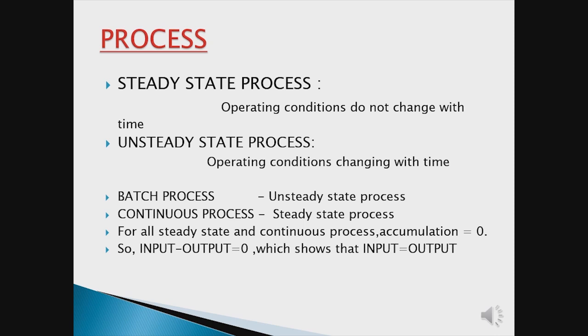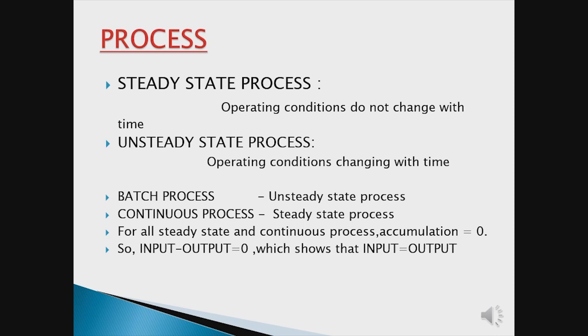And a batch process and continuous process. A batch process is kind of an unsteady state process, and a continuous process is a kind of steady state process. For all steady state and continuous processes, the accumulation is equal to zero, because no substance is being accumulated in the system.